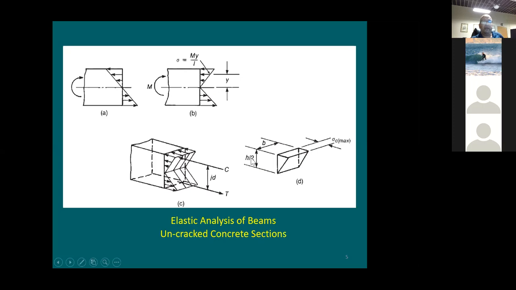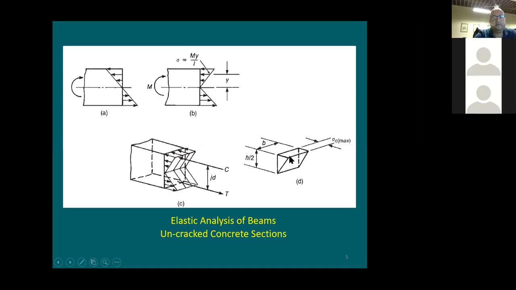Now, h over 2 is going to be equal to how much? Usually you used a symbol for it, you used to call it c. So c is equal to h over 2, and the maximum y value is equal to c. So sigma max, the stress on the top, is equal to the moment times c, or h over 2, divided by the moment of inertia. Have you seen this before in mechanics of materials? Or not really? Yeah.